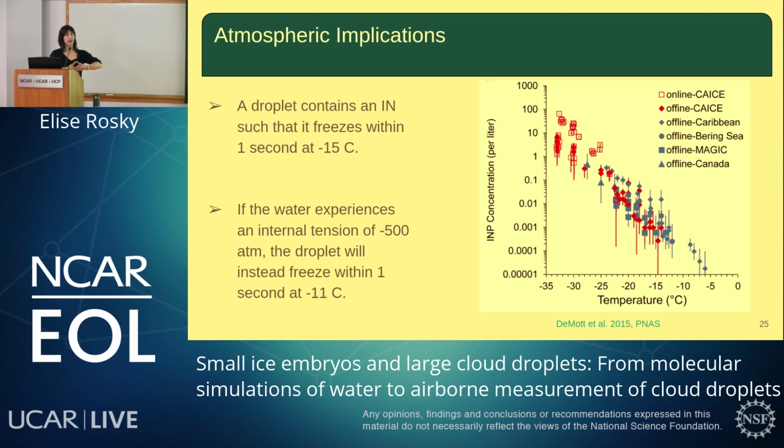So lastly, there's still a lot of work to know if this pressure idea plays any role in the atmosphere, and if so, how significant is it? But I wanted to just give some ideas on what the possible implications could be in the atmosphere. So first, consider we have a supercooled droplet in the atmosphere at minus 15 C, and it contains an IN, an ice nucleating particle inside of it, so that droplet would freeze within 1 second.